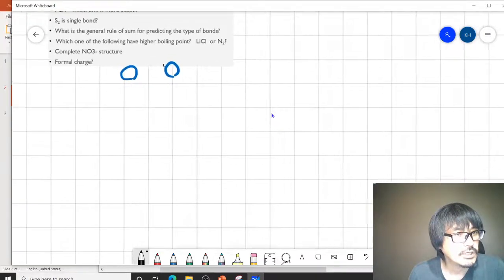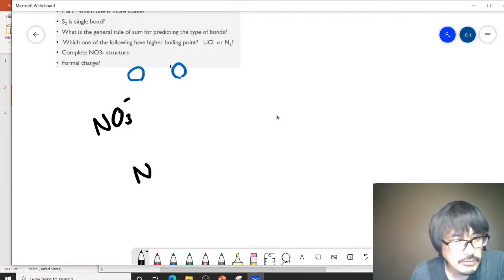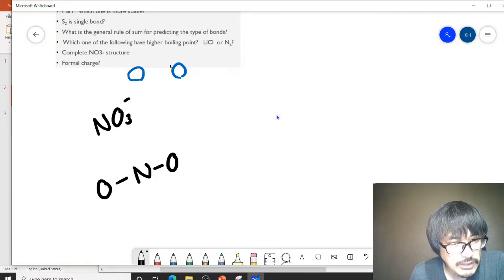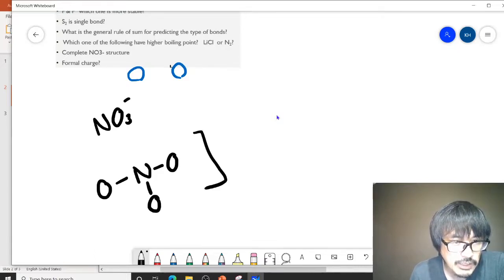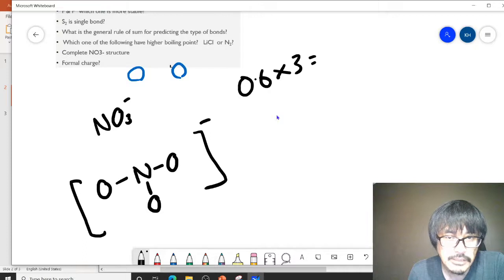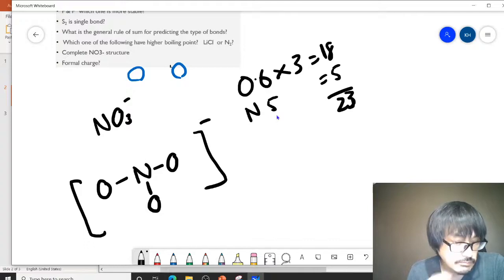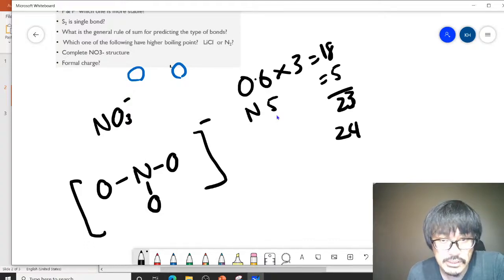Complete the NO3 minus Lewis dot structure. So what we need to do is draw the NO3 minus Lewis dot structure, right? Putting the least electronegative atom in the middle and then the rest of the stuff around it, and this one having the negative charge. Each oxygen is going to have 6 electrons, multiplied by 3, I have 18. And then nitrogen has 5, so a total of 23. And then I have 1 extra electron because the whole thing is negatively charged.